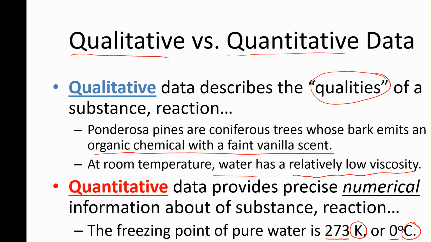All right? So qualitative gives us scientific information. It's not a direct measurement with a unit. Quantitative is scientific information with a direct measurement or unit. All right? And it's as simple as that. So moving on here. Let's go to units specifically.